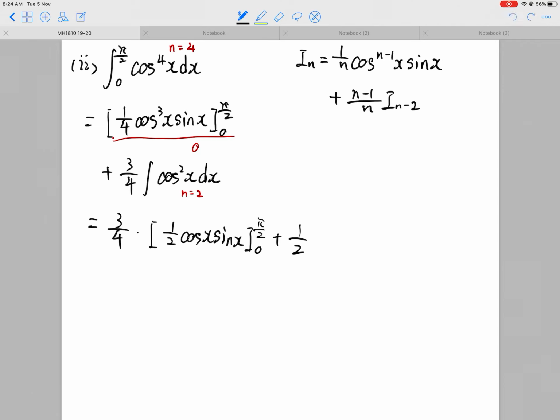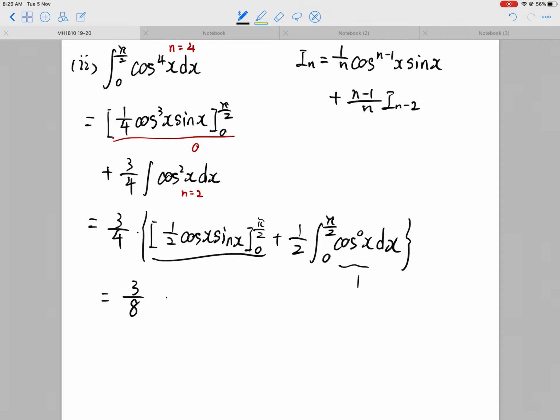I_0 is just the integration of cosine x to the power of 0 from 0 to pi over 2. To do this calculation, the first part is still 0, which means it's 3 over 8 times the integration of 1, so x from 0 to half pi. So the answer is 3 over 16 pi.